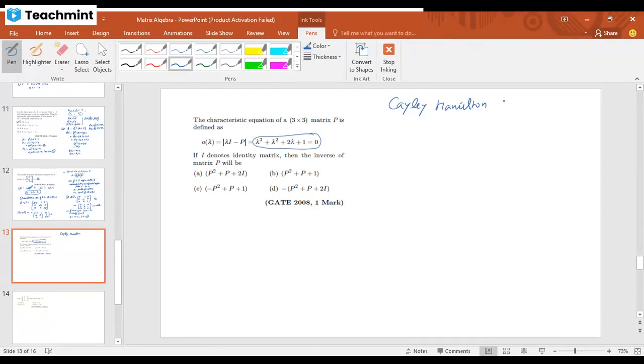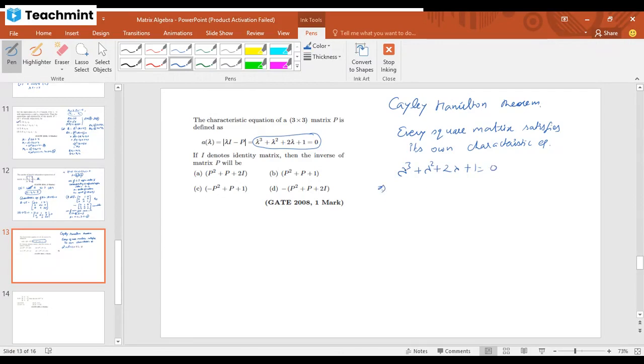This theorem states that every square matrix satisfies its own characteristic equation. So what does it mean? It means that, like in this case, the characteristic equation is lambda cube plus lambda square plus 2 lambda plus 1 equal to 0.